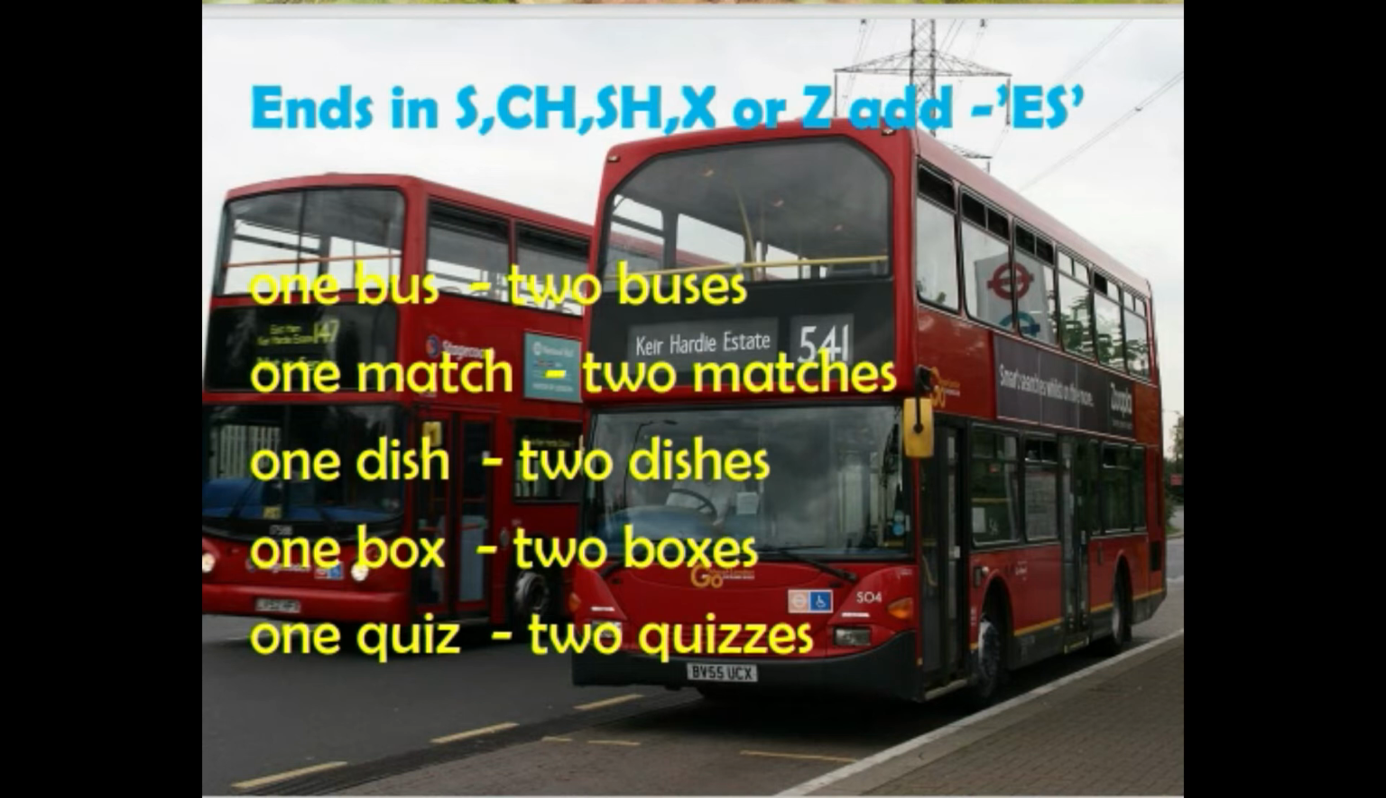Step 4. Words that end in the letter S, letters CH, letters SH, the letter X, or the letter Z. We can make plurals of those words by adding ES to the end of the word. Ends in S, CH, SH, X, Z, add ES. One bus, two buses. One match, two matches. One dish, two dishes. One box, two boxes. One quiz, two quizzes.